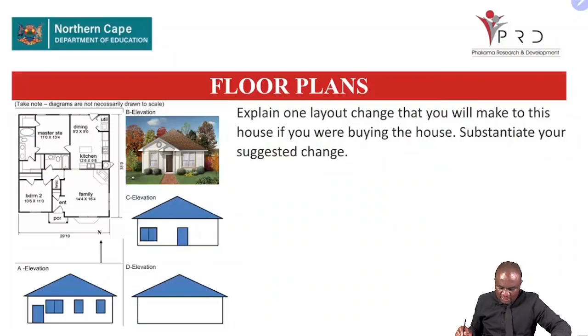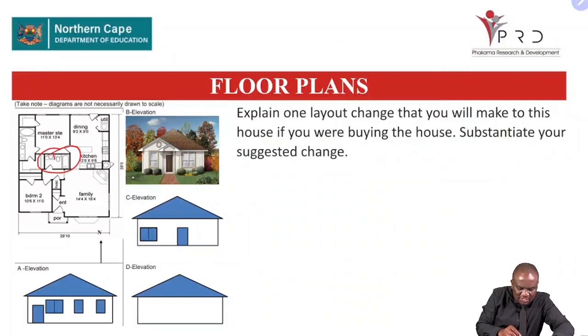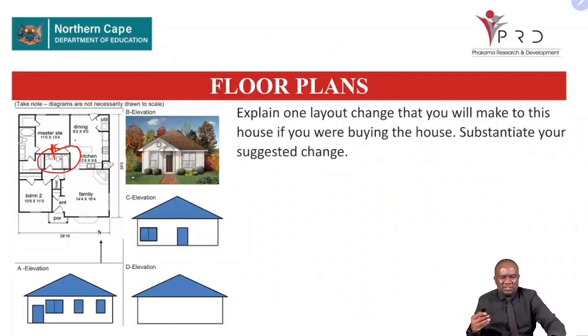Explain one layout change that you will make to this house if you're buying the house. Substantiate your answer. I think the previous answer informs us what you should do here. You must have windows, but this one may have windows leading to other rooms. So it may be moved to the sides of the building and then have windows. Again, it's sort of like an open-ended question where your opinion may be considered, but it must be appropriate. You don't just say anything. You should have an opinion that you can what? You can substantiate, support your answer.